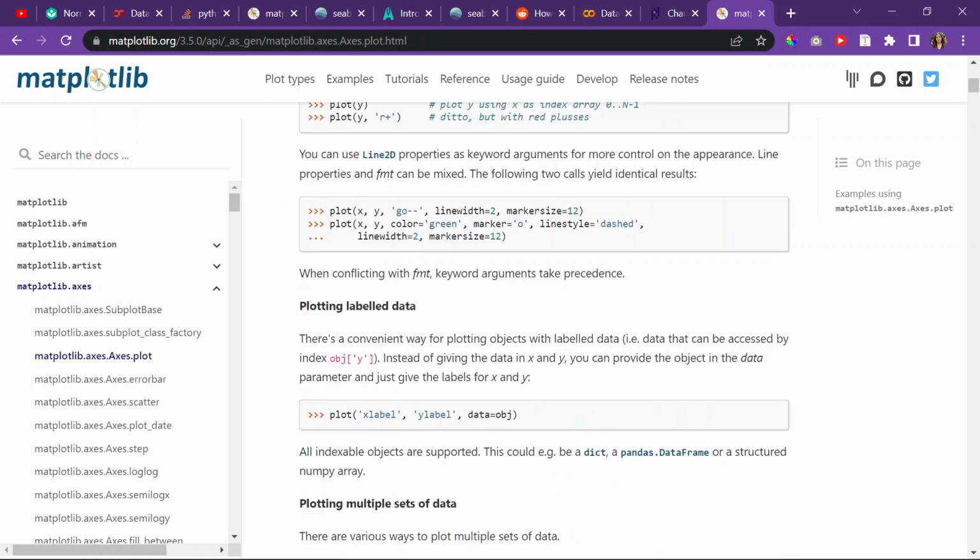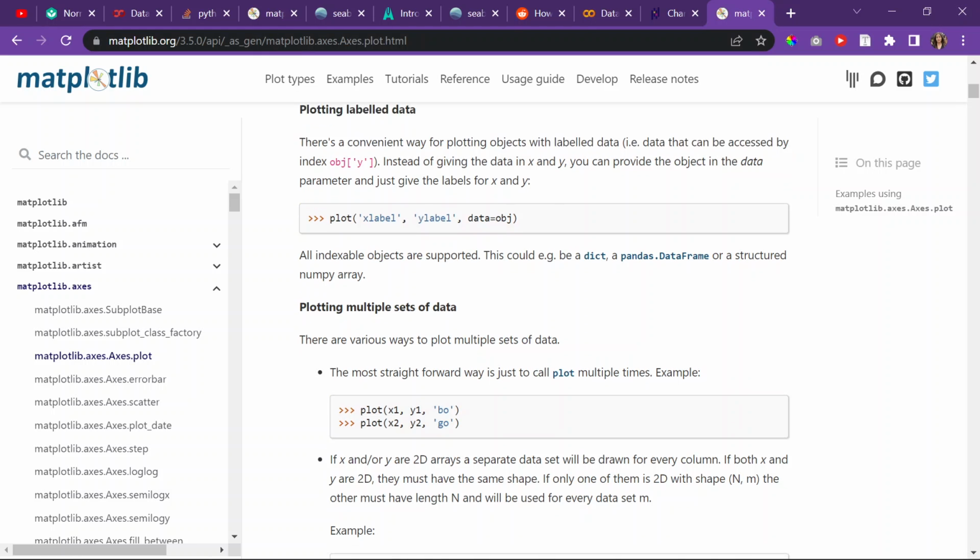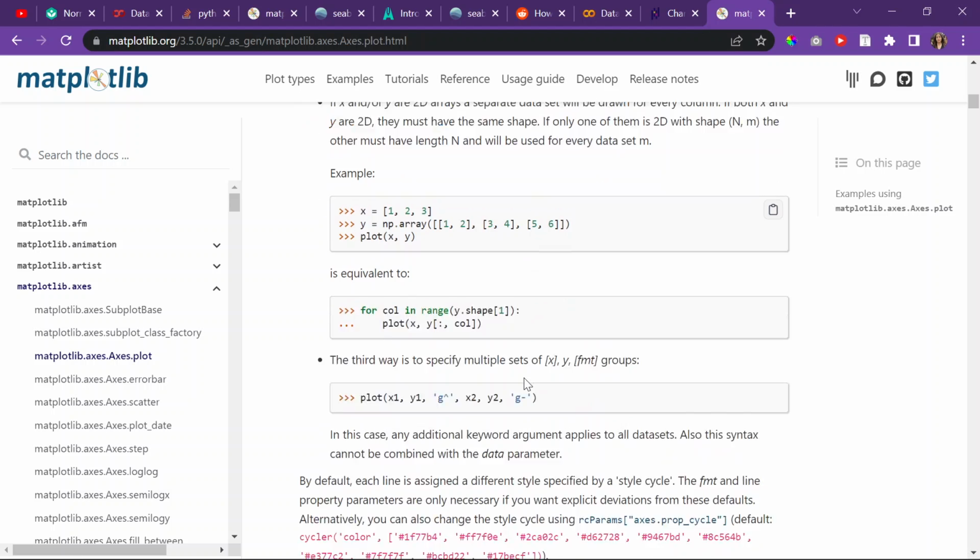Okay, plotting labeled data. Plot? Is plot? Wait, what?